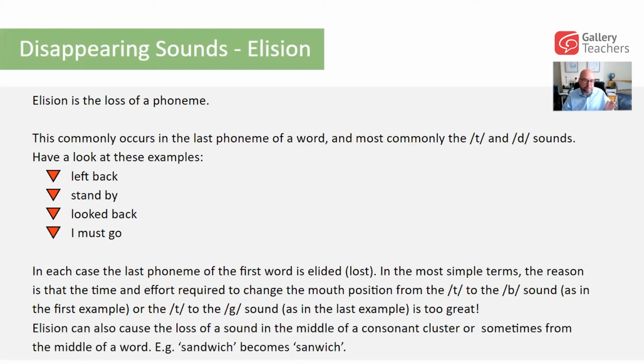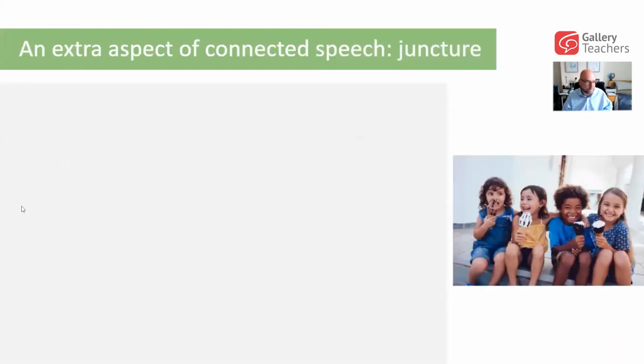Don't forget, of course, that we also have examples of this elision happening in the middle of words as well. So sandwich, castle, police are some common examples. I did just want to make you aware, because I think this is kind of fun, of the final one, juncture.